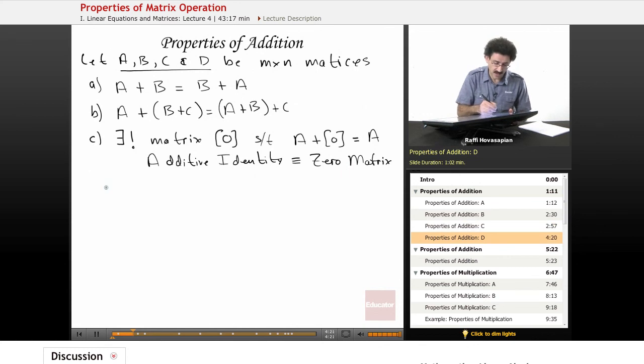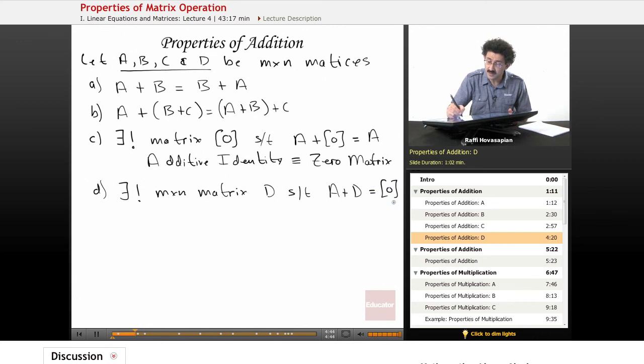Okay, and our final one, once again our little symbol. There exists a unique m by n matrix. We'll call it D, such that, let's put it over here, A plus D is equal to the 0 matrix. We'll call D minus A. So we'll refer to D as minus A.